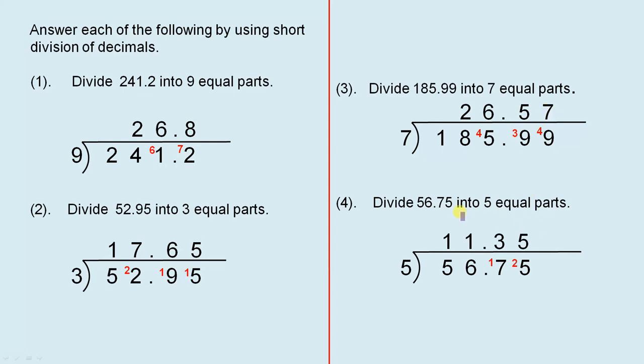And finally, divide 56.75 into 5 equal parts. 5 into 5 goes once. 5 into 6 goes once and 1 left over. 5 into 17 goes 3 and 2 left over. And 5 into 25 goes 5. So the answer is 11.35.